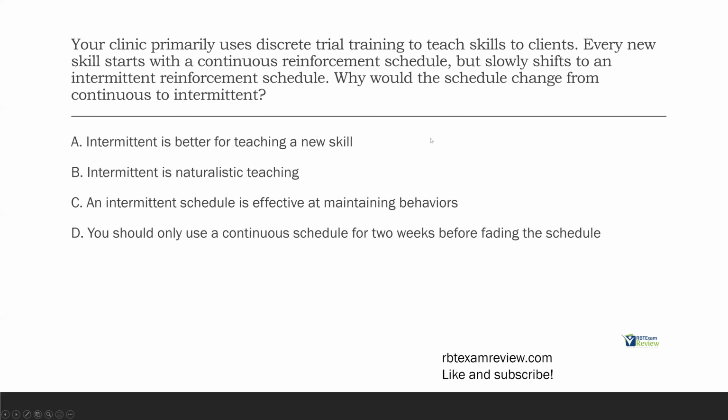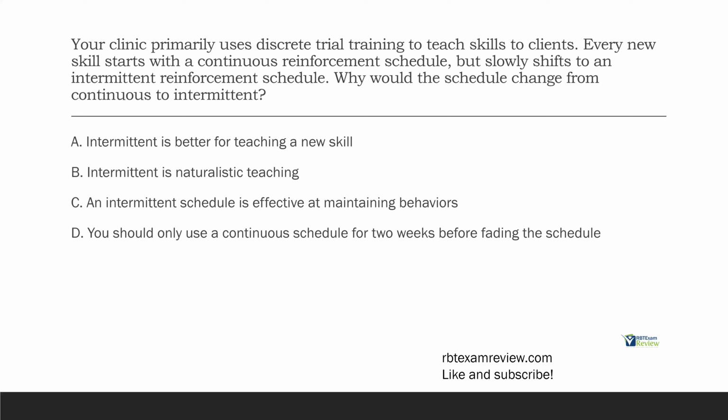Well, continuous, as we know, is what? It's an FR1, fixed ratio 1. Every single response, we're reinforcing. Great for teaching. Why do we fade that? Why do we change to an intermittent schedule? A, intermittent is better for teaching a new skill. Well, we just said we use continuous to teach a new skill because we're delivering the most reinforcement possible.